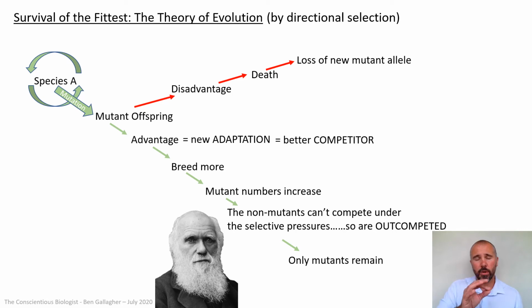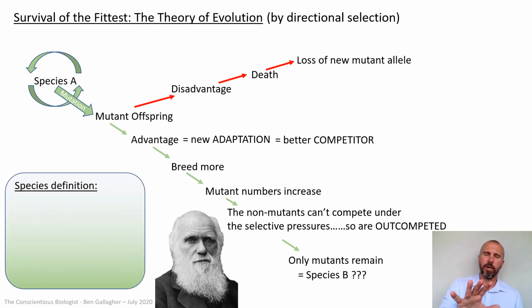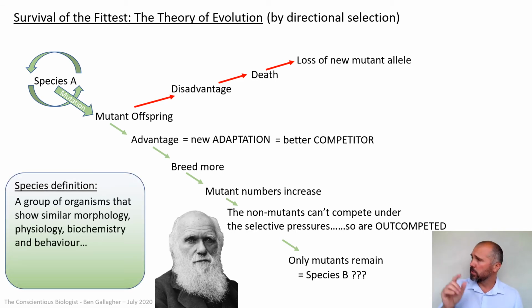Now, at that stage, if it's only mutants, do you now call them species B? Because they're not the original species A, they're the mutant version. Well, no is the answer. And it comes down to looking at the definition of a species. We're going to break the species definition down into two parts over there.